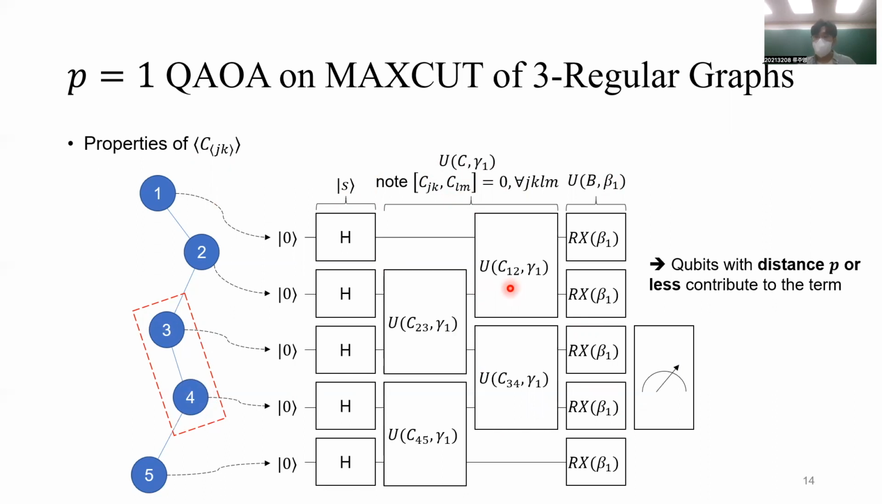But we can see that actually not all of the edges contribute to this term. Only this edge and this edge contribute to this term. For this edge, it doesn't contribute because these aren't measured anyway. So only the qubits with distance p or less in the problem graph contribute to the term. Hopefully this is clear to you. So if we have only p equals 1, then only qubits that are 1 or 0 distance from the target edge contribute to the term.